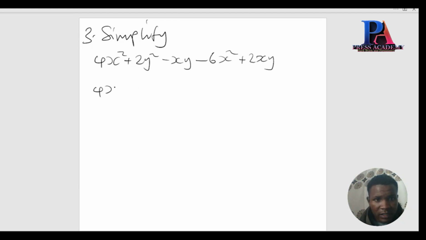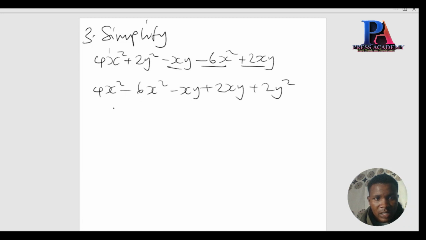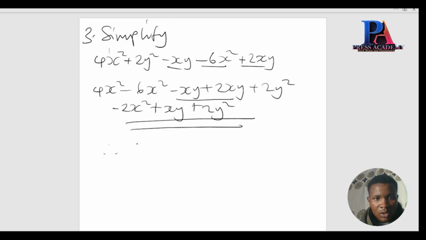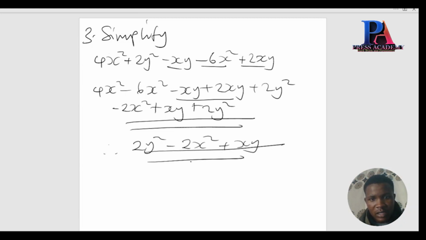So the like terms, you have 4x squared minus 6x squared, followed by negative xy plus 2xy, plus 2y squared. So 4x squared minus 6x squared, the answer is negative 2x squared. Then negative xy plus 2xy, the answer is xy. The answer is negative 2x squared plus xy plus 2y squared. Okay, so we end here. Therefore, you can write in this form, where you have 2y squared minus 2x squared plus xy. So this is the answer.